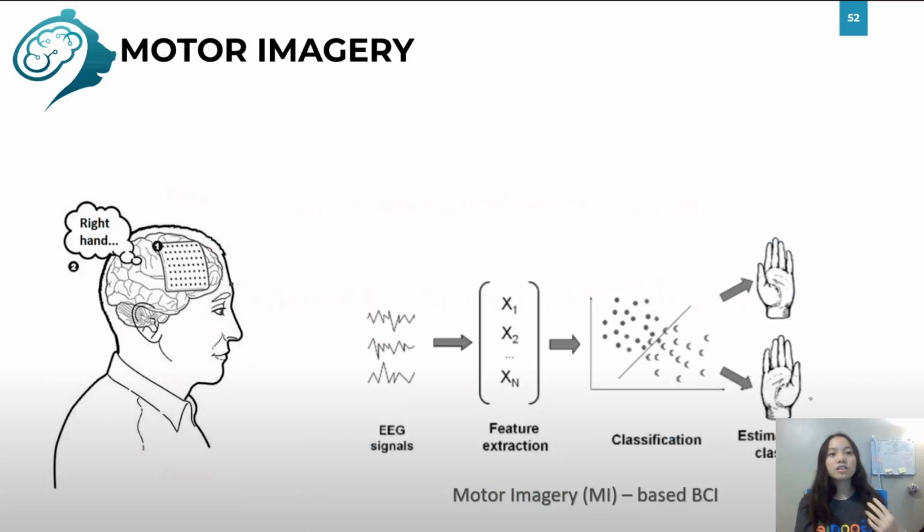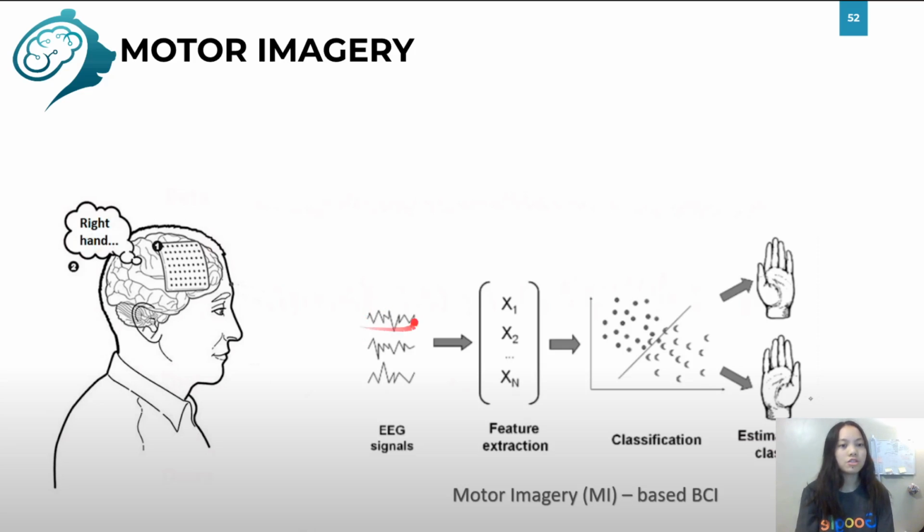So let's consider a motor imagery application. So the two mental states that we're going to identify are imagining the left hand movements on one side and imagining the right hand movements on the other side. So the person is trying to think about left or right hand movement with the electrodes on the scalp, and once you have placed the electrodes, then you'll acquire the EEG signals.